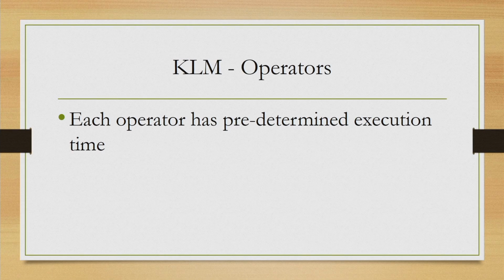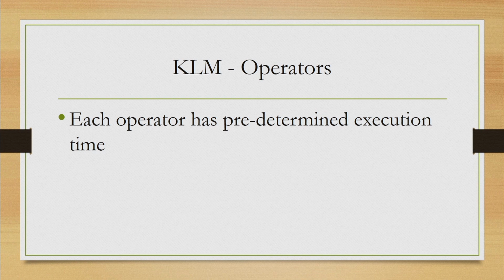Now, when we talked of operators, we said that they come with a predetermined value. The execution times, or the predetermined values, of these operators were obtained through extensive studies, and those are already reported. So whenever we build a KLM, or keystroke level model, for a task, we use those values to compute the task execution time, as we shall see in a subsequent portion of this lecture.